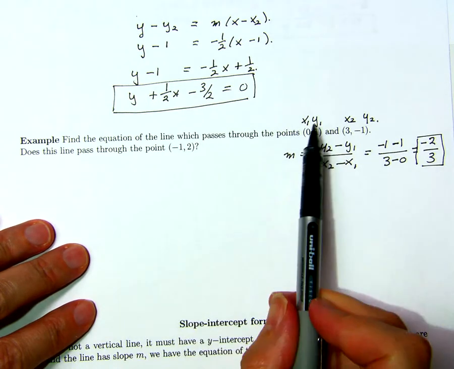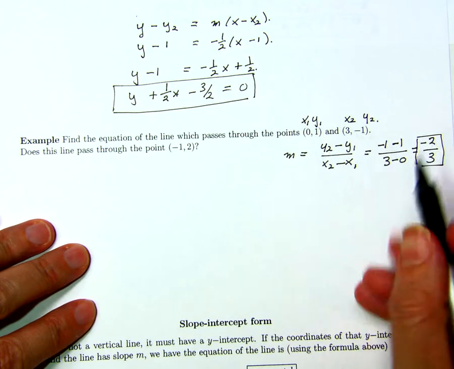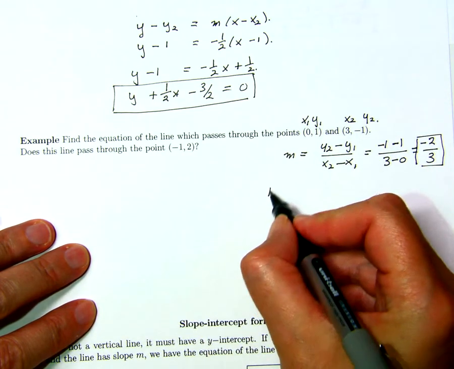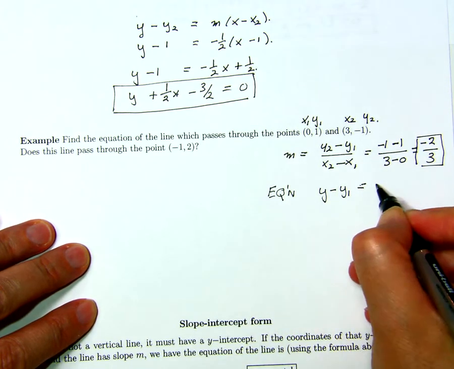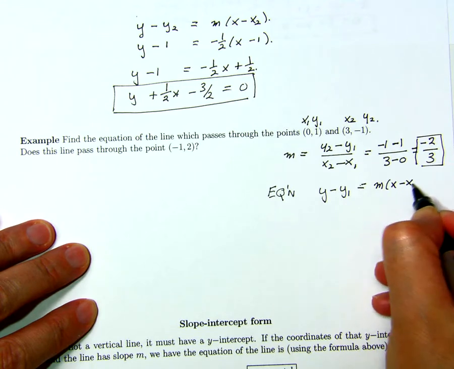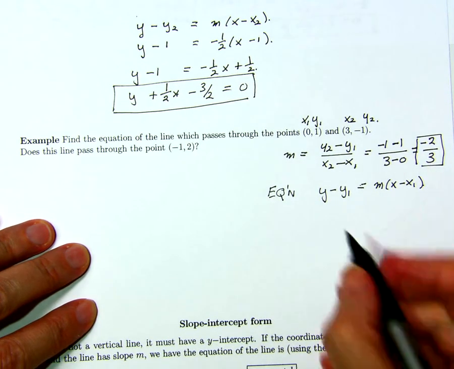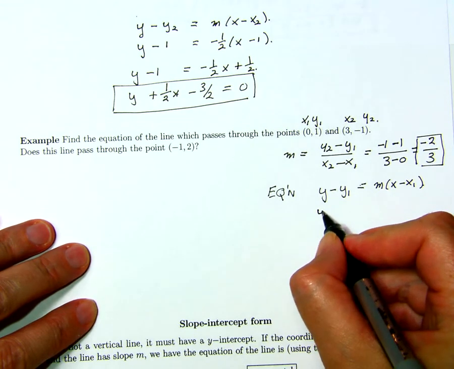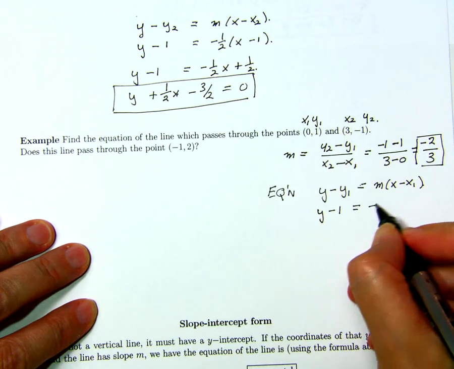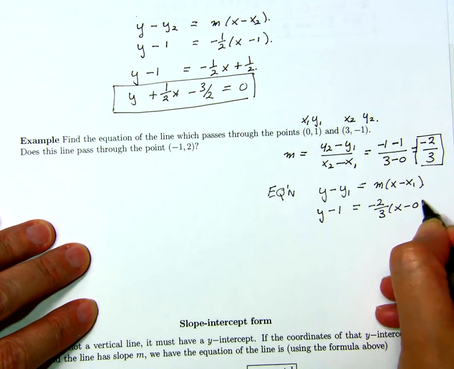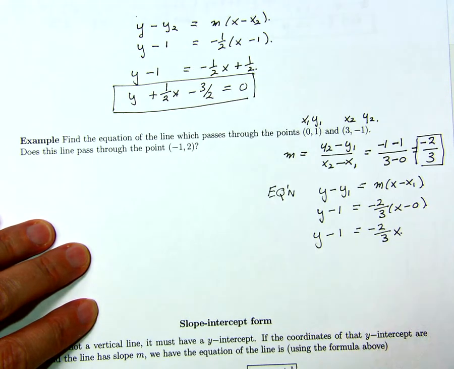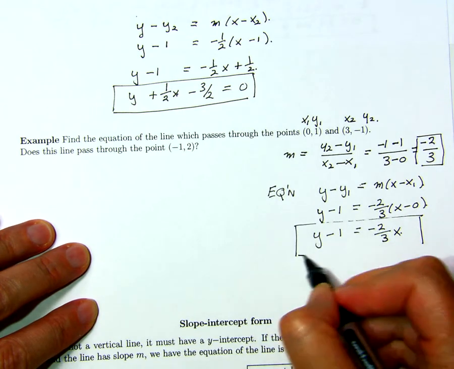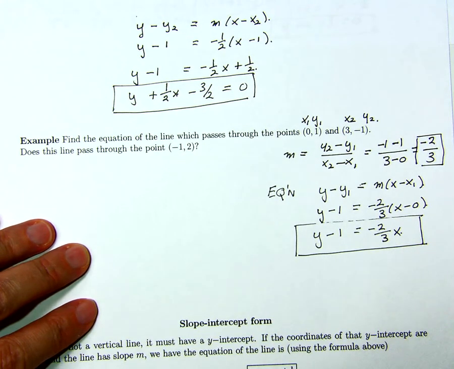And I have a point on the line, and I'm going to pick x1, y1 because it looks very friendly. So the equation of the line is y minus y1 equals m times x minus x1. Now I have a value for m, and I have values for x1 and y1. It says y minus 1 equals -2 over 3 times x minus 0, or y minus 1 equals -2 over 3x. And that's the equation of my line. And there's an extra question here. Does this line pass through the point -1, 2?